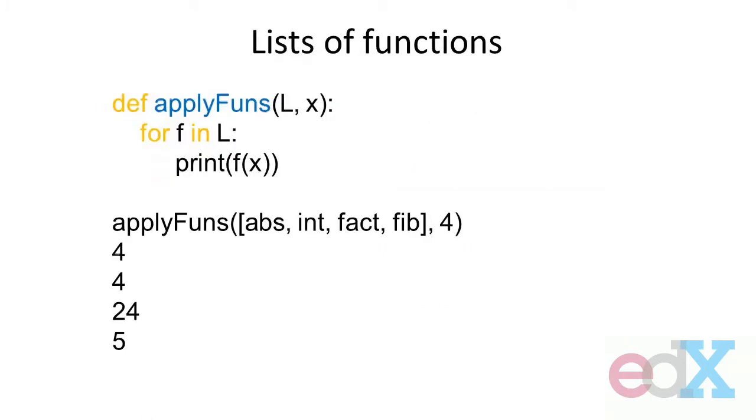But we could do it in a different way. So for example, I said that functions could be elements of lists. So let's think about one where instead of applying a function to a list of numbers, let's apply a list of functions to a number. So here's apply funds. It assumes that L is a list of functions. It assumes X is a number. And what's it going to do? It's going to loop through each of the elements of the list and call that function on the number and then print it out.